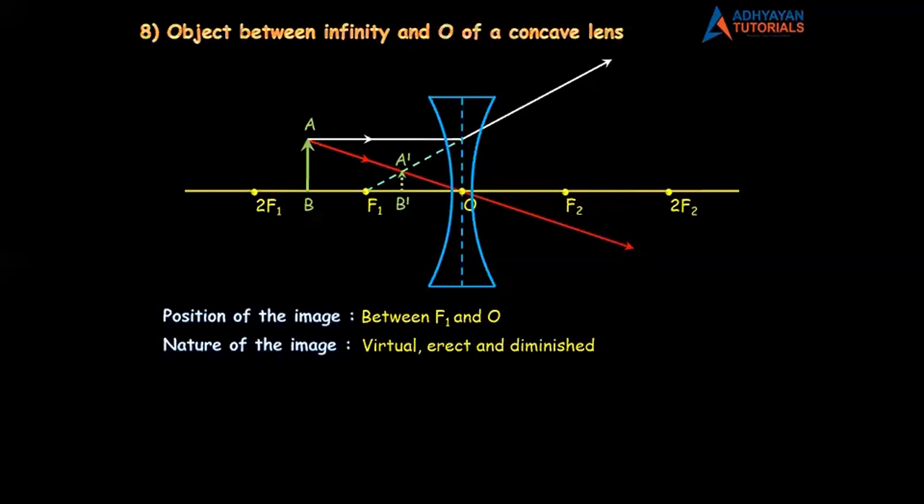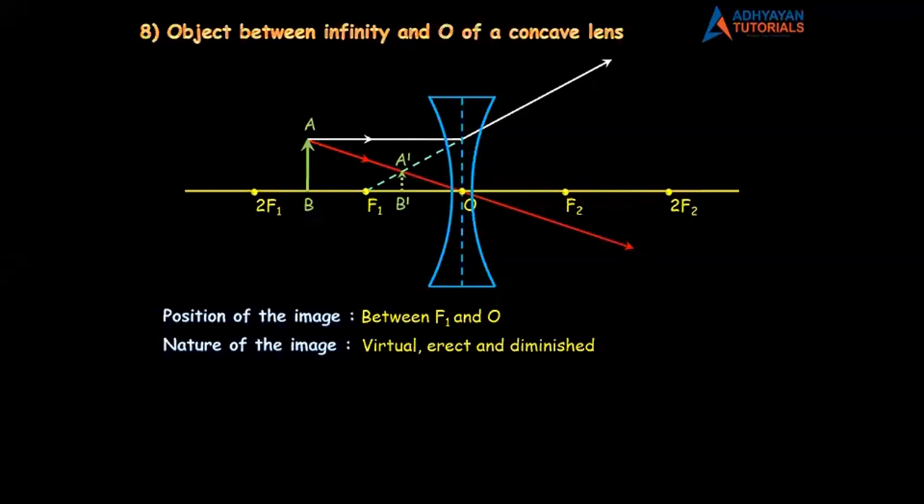And look at the last nature of both: one is highly diminished, one is diminished. This means a concave lens always forms a small sized image. It will never form a big sized image. So remember children, a concave lens always produces a virtual image, it always produces an erect image, and it always produces a small sized image.